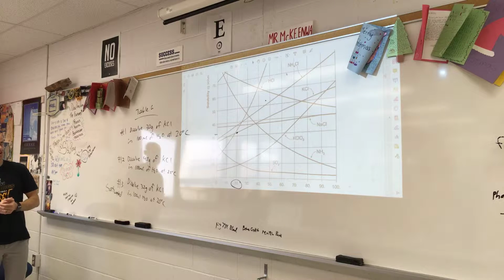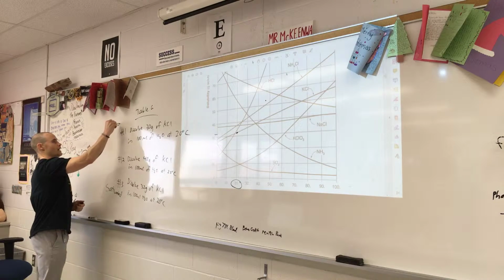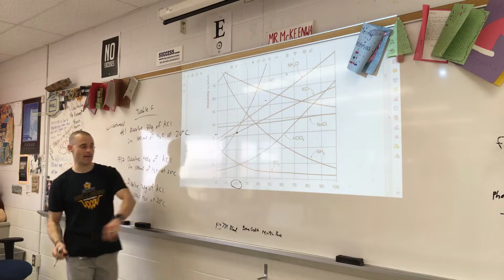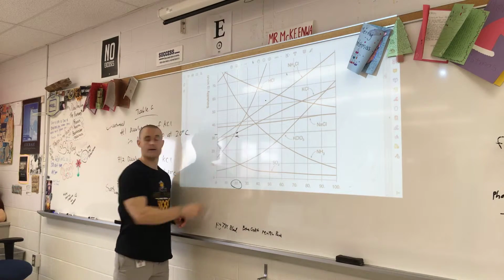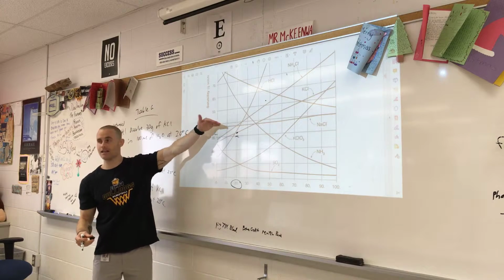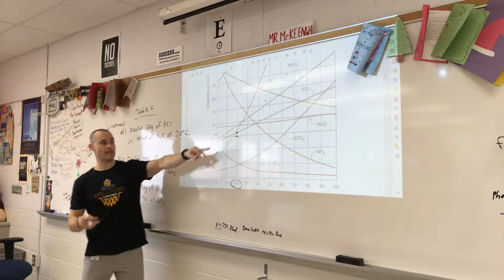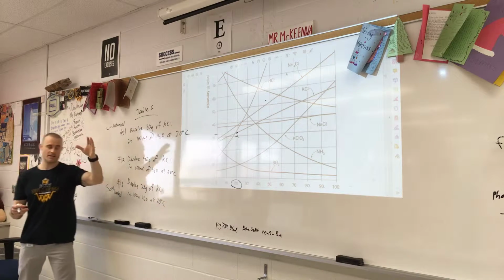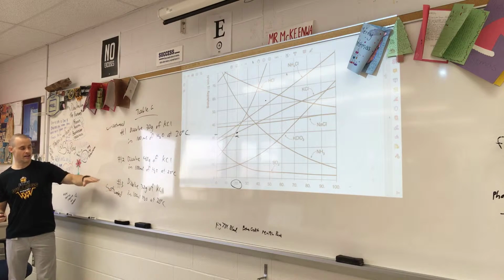Which one is unsaturated? The first one. Number 1 is unsaturated. And again, the definition is less than the max. So if I'm at 20 degrees and I go up to 30, that puts me right here. I haven't reached the line yet. That means I can still add more. So since it's under the line, it is unsaturated. I want you to memorize that. Under the line, unsaturated. On the line, saturated.